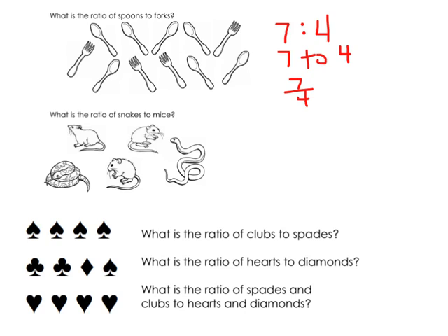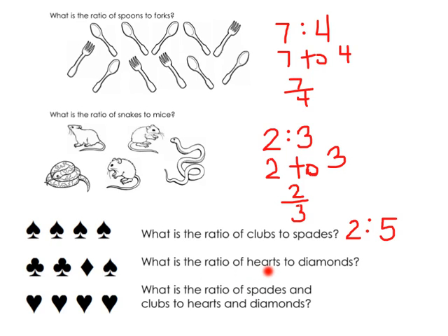The next one, what is the ratio of snakes to mice? So I have to count my snakes first, and I see 2. And then mice, I see 3, so it's 2 to 3, or 2 to 3. All right, my next one. What is the ratio of clubs to spades? So I need to count my clubs first, and I see that I have 2 clubs, and then the spades, I see 1, 2, 3, 4, 5 spades. So my ratio is 2 to 5.